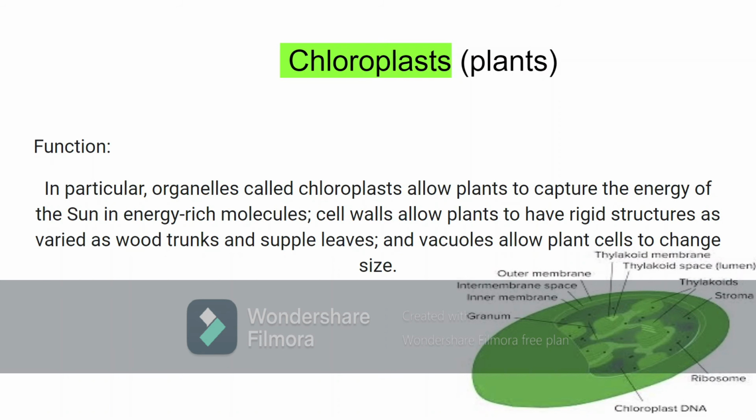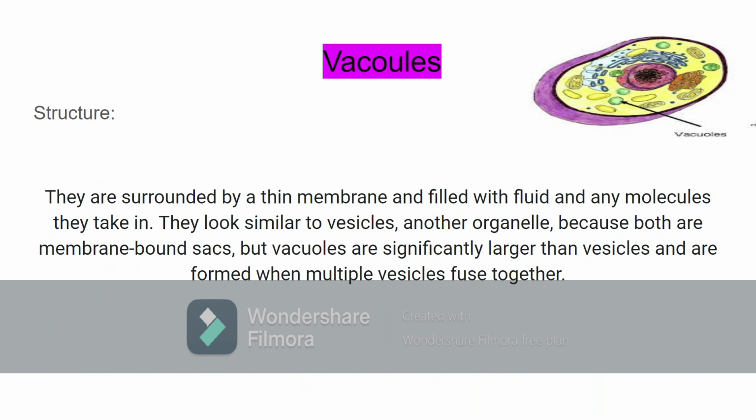The chloroplast, which are only in plants. In particular, organelles called chloroplasts allow plants to capture the energy of the sun in energy-rich molecules. Cell walls allow plants to have rigid structures as varied as wood trunks and simple leaves. And vacuoles allow plant cells to change size. Another nice image there at the bottom.